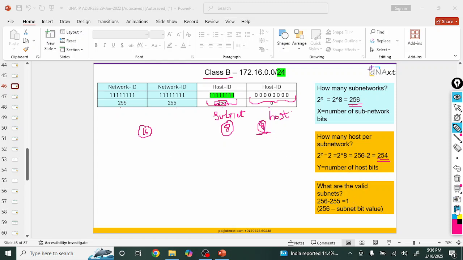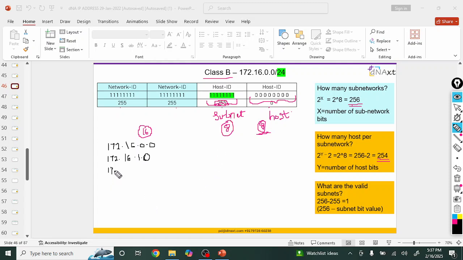So let's write down. We'll not be writing all 256 subnetworks, but we'll write a few of them. So let's write them down. So we will start with 172.16.0.0, 172.16.1.0. Increment is of 1. And in which octet? In the third octet, as we have borrowed the bits from the third octet.